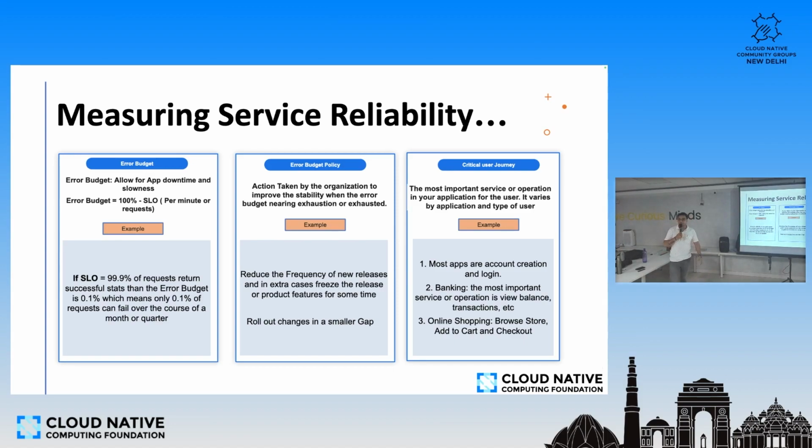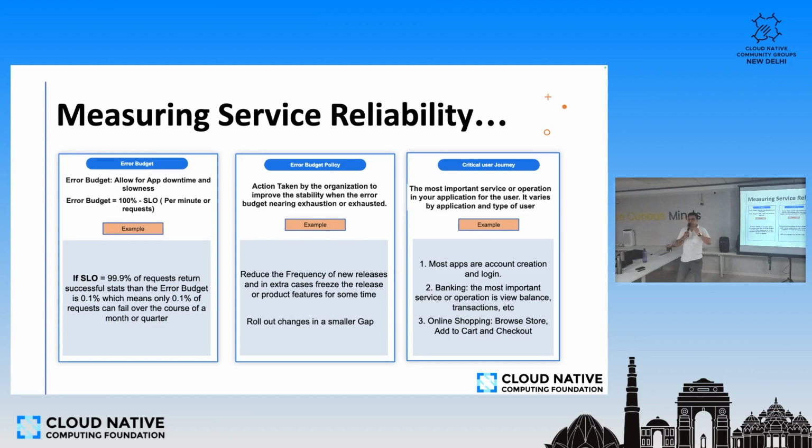Now we have talked about that 100% reliability target is wrong. It's absolutely wrong. Even though it is desirable, in real time it is not achievable, right? It is 100% not achievable. So what happens if we allow for app downtime and slowness? That 1% or 0.01% you can afford to lose for the downtime or the slowness comes under the error budget. So basically the error budget is 100% minus SLO, and it is calculated per minute or per request.